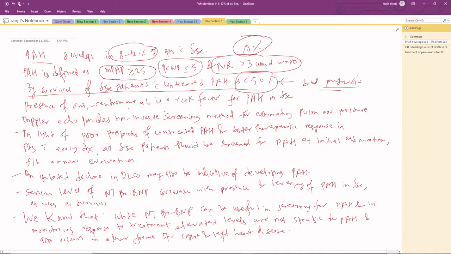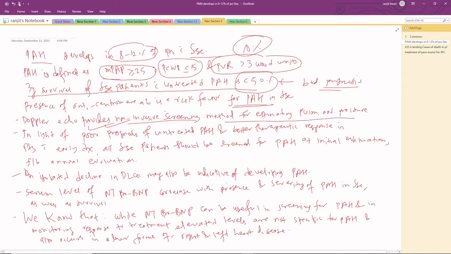And presence of anti-centromere antibody is a risk factor for pulmonary artery hypertension in systemic sclerosis, unlike anti-topoisomerase antibody which we saw previously. And Doppler echo provides a non-invasive screening method for estimating pulmonary artery pressure. So catheterization is an invasive method, and Doppler echo can provide an estimate of pulmonary artery pressure non-invasively.